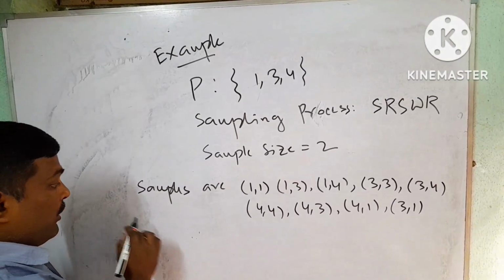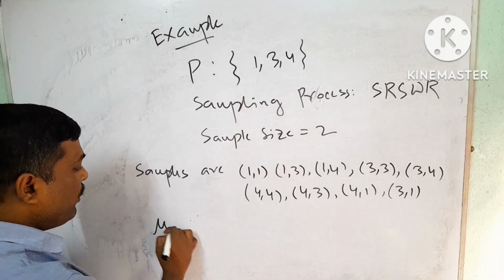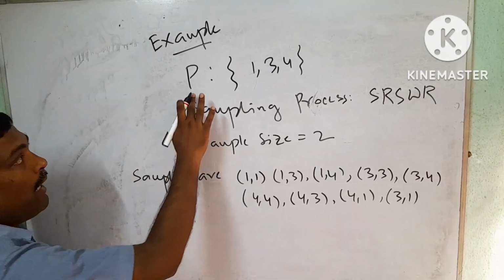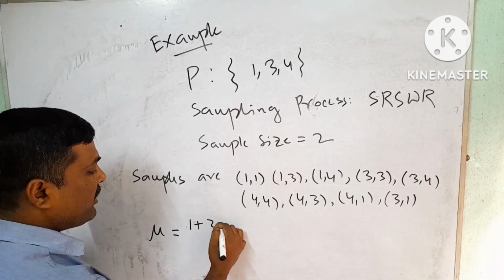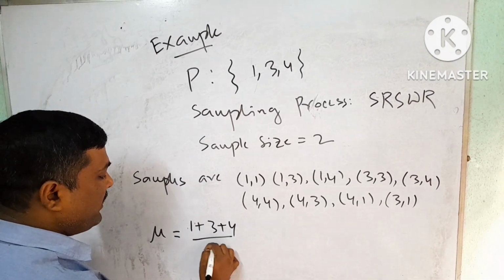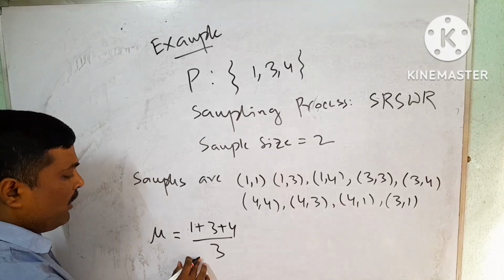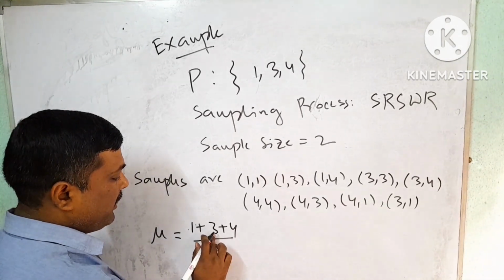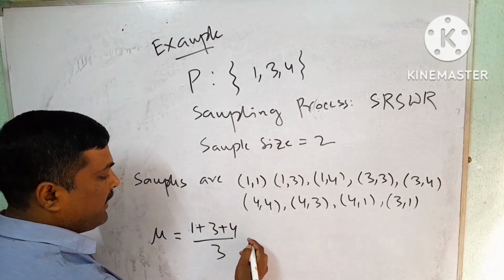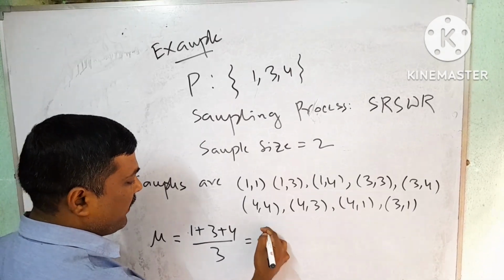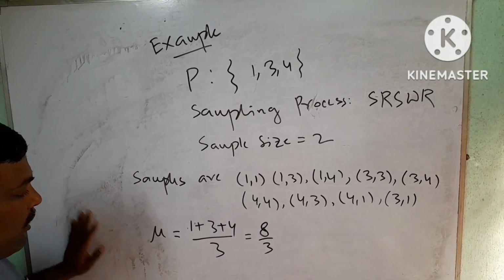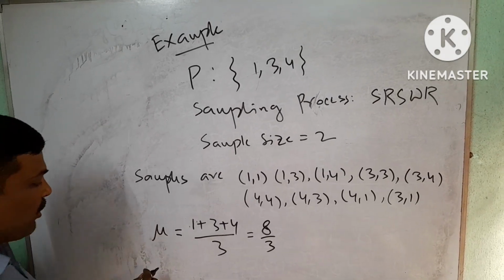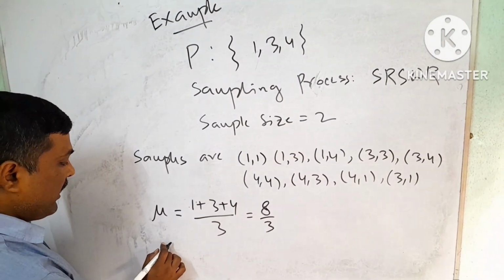First calculate mu, the population mean. Population mean mu equals 1 plus 3 plus 4 divided by 3, that is 8 by 3. So the population mean mu equals 8 by 3. Now calculate the population standard deviation.